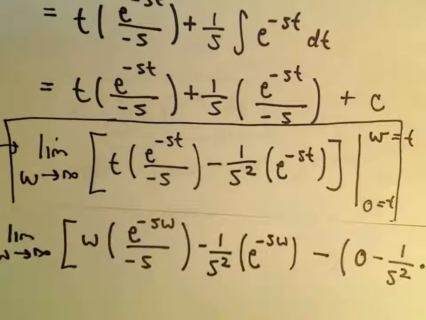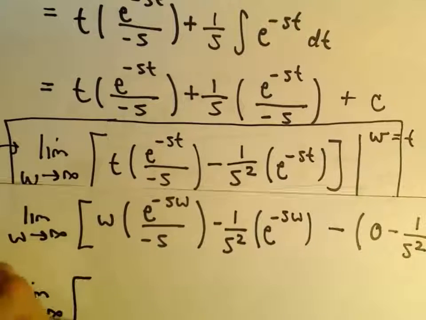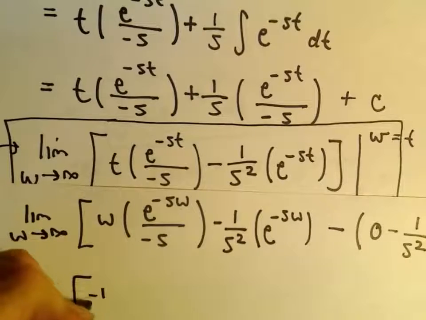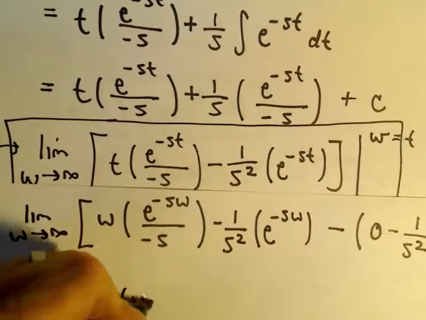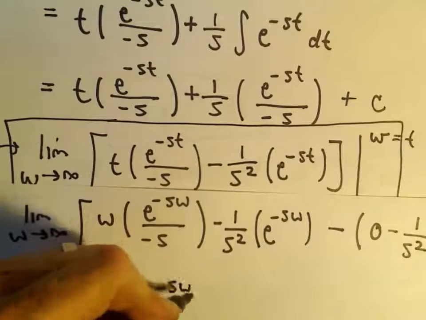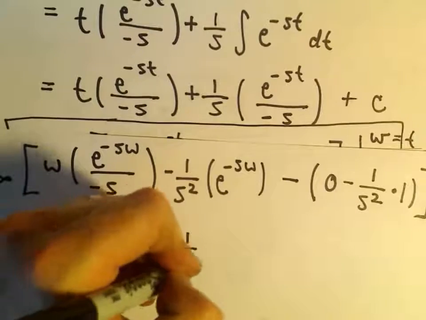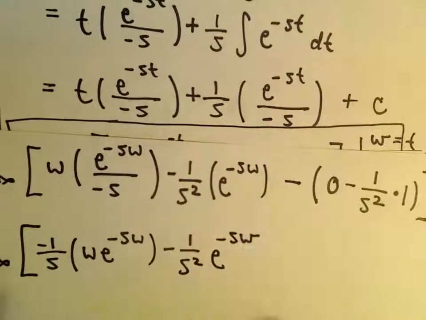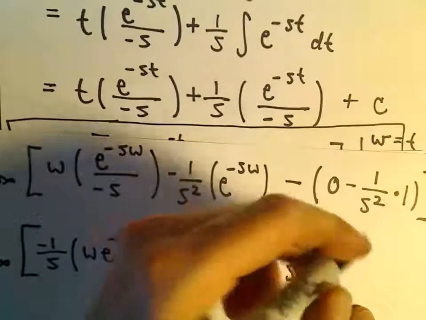Alright, so getting closer, almost there. Now we've got the limit as w goes to infinity. Again, the negative s in the denominator, you can treat that like a constant. So we've got negative 1 over s. I'm going to pull that out front. And then we have w e to the negative s times w minus 1 over s squared e to the negative s times w. And it looks like we're going to get a plus 1 over s squared.